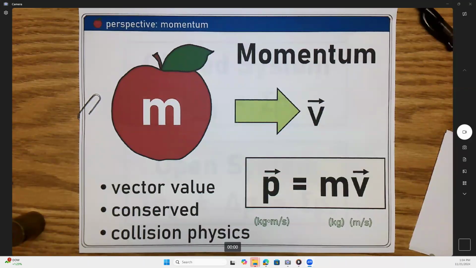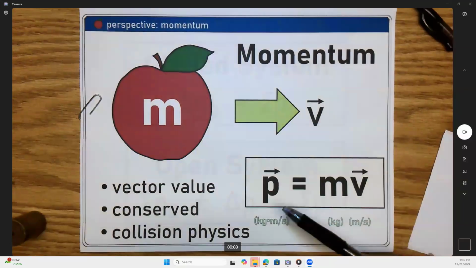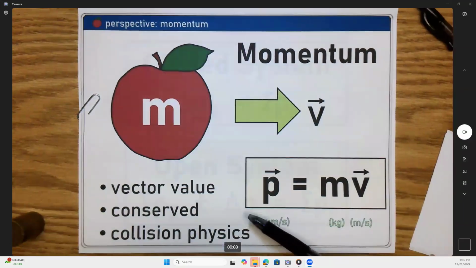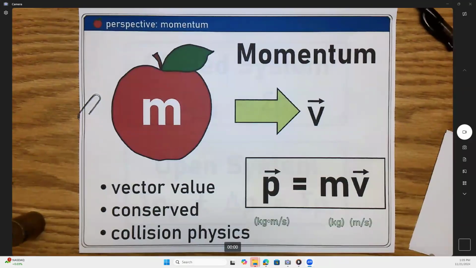So here's our next topic: momentum. Momentum is very simply mass times velocity. It's a vector quantity, which means that directions matter again. Like the last few weeks, we worked with scalars, but now we're back to vectors. So if something's going to the right or to the left, it's going to matter. This is a property that's conserved and it's especially used for solving collisions.